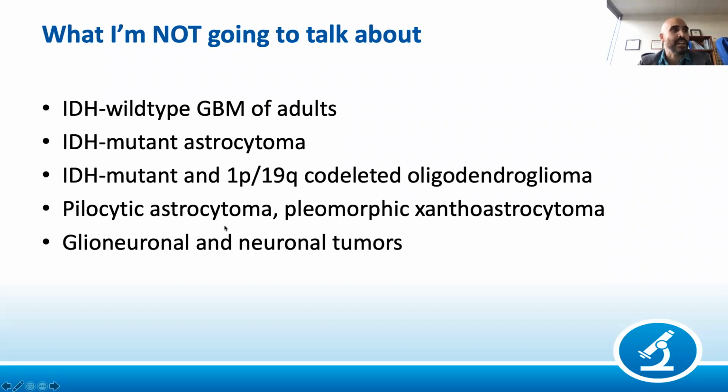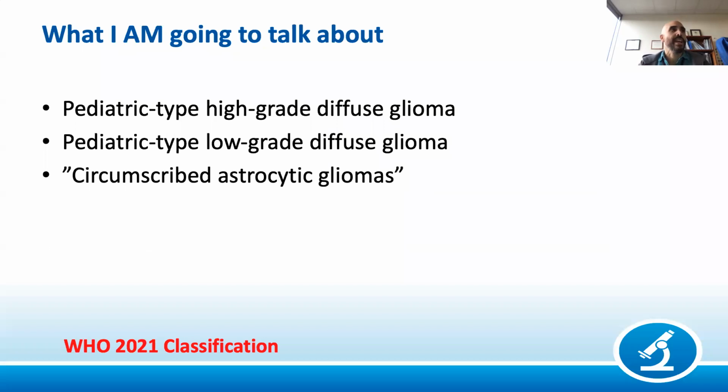I'm also not going to be talking about pilocytic astrocytoma or pleomorphic xanthoastrocytoma, which are also the more common pediatric type lesions that you see. And for the interest of time, I'm going to leave out glioneuronal and neuronal tumors, these neuroepithelial variants that are somewhat aligned to some of the pediatric type diffuse gliomas I'll talk about, but I'm not going to be able to really get into them.